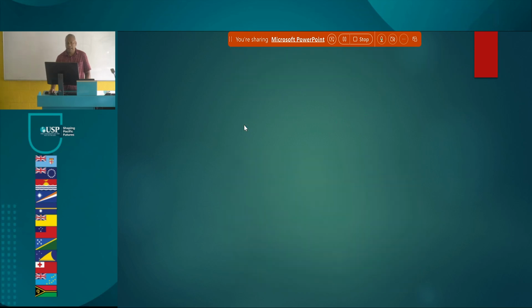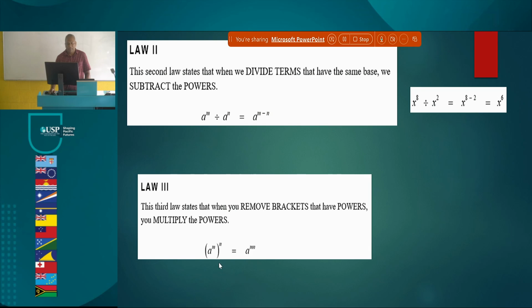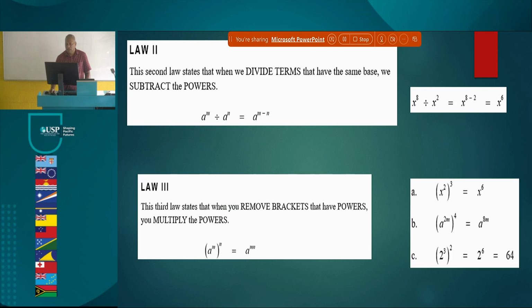That's with multiplying. Law number 2, if you're dividing and the bases are the same, what do we do to the powers? Subtract the powers. X to the 8 divided by x squared, because the bases are the same, you can subtract the powers. Law number 3, if we are raising a base with an index to another power, we can multiply the powers. X squared cubed, we multiply the powers. A to the power 2m, to the power 4, we multiply the powers: A to the power 8m.